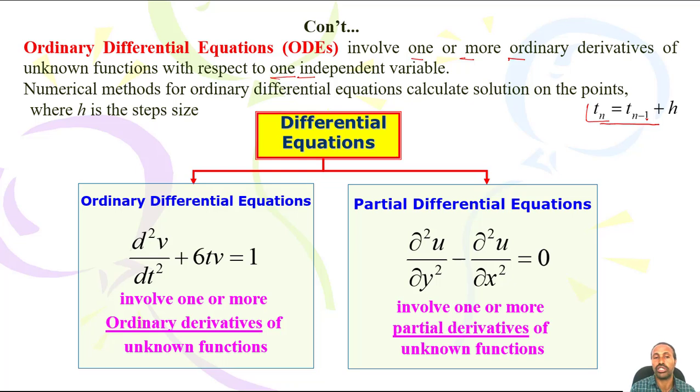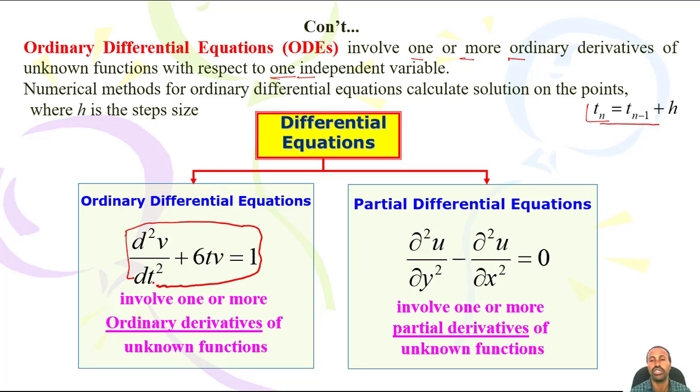So ordinary means, as I said previously, it involves one or more ordinary derivatives, but with one independent variable. You can see, for example, d square v divided by dt square plus 6 dv is equal to 1. So you can see this equation holds one independent variable and has the derivative d square v. So it involves one or more ordinary derivatives of unknown functions.